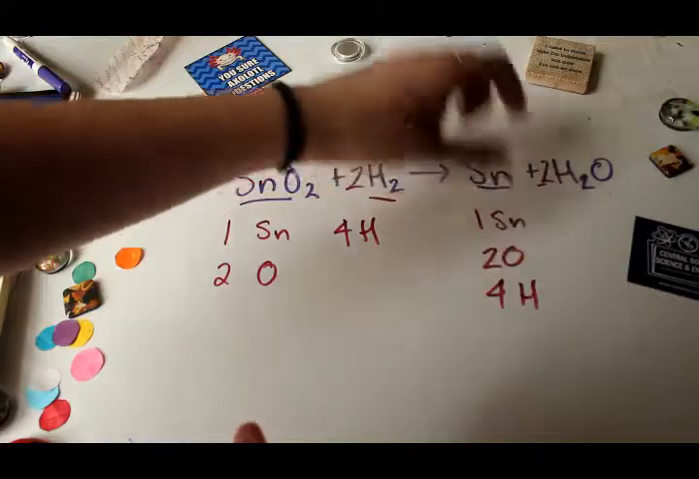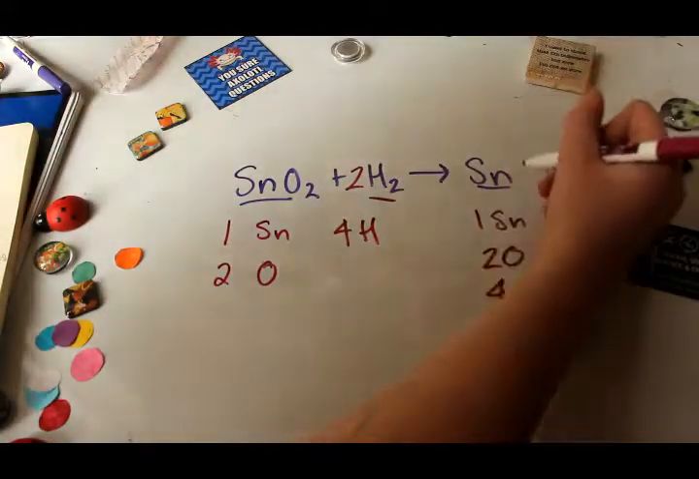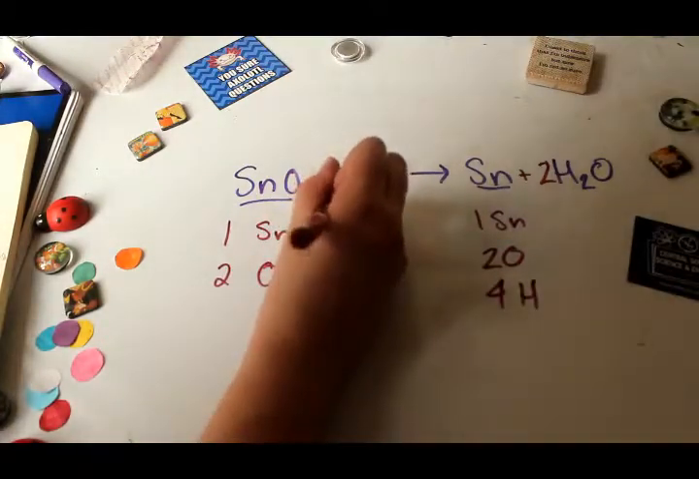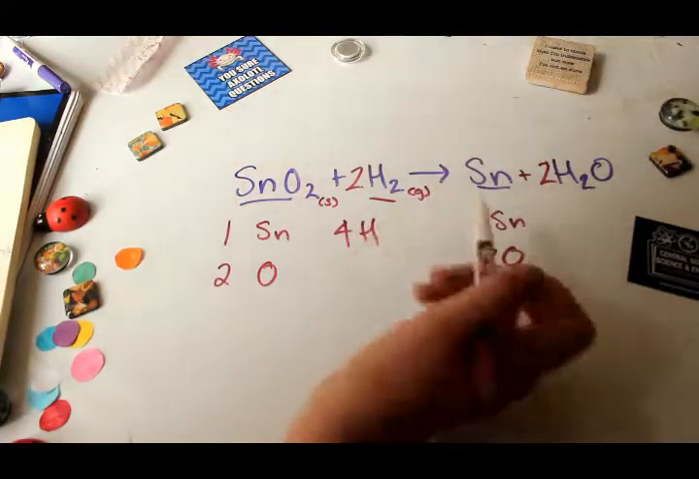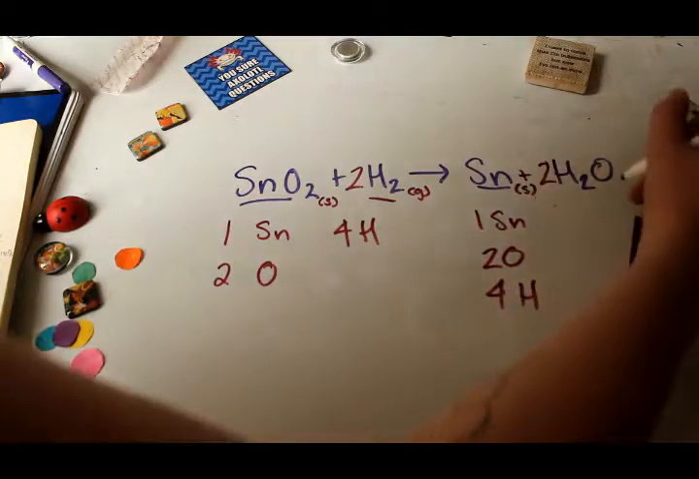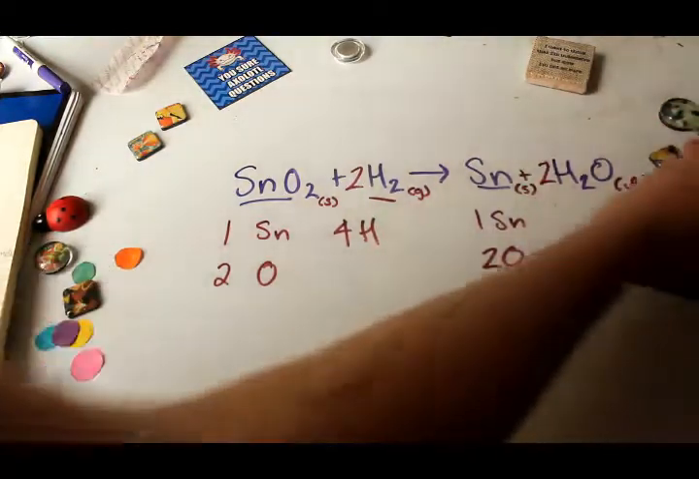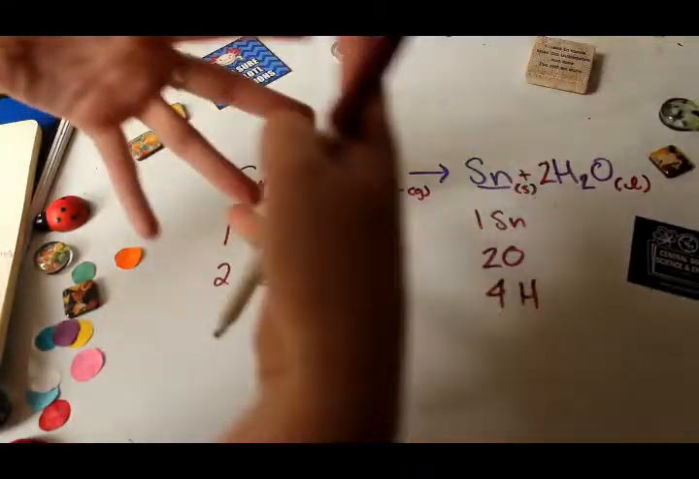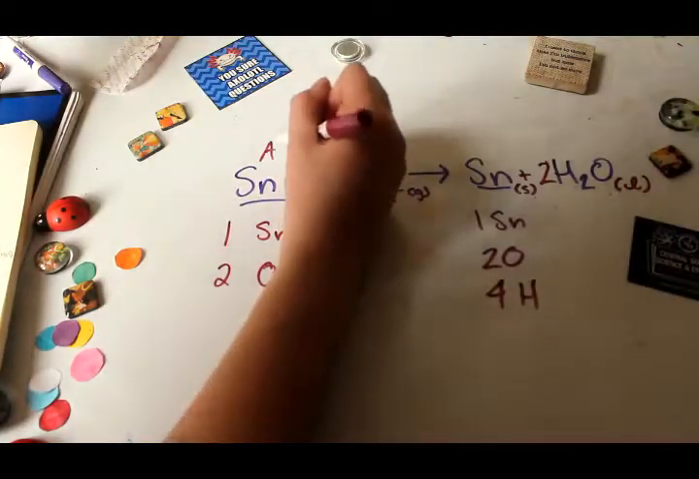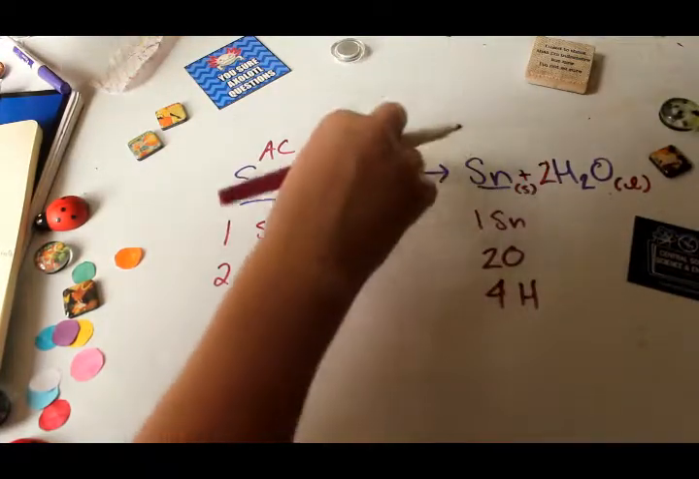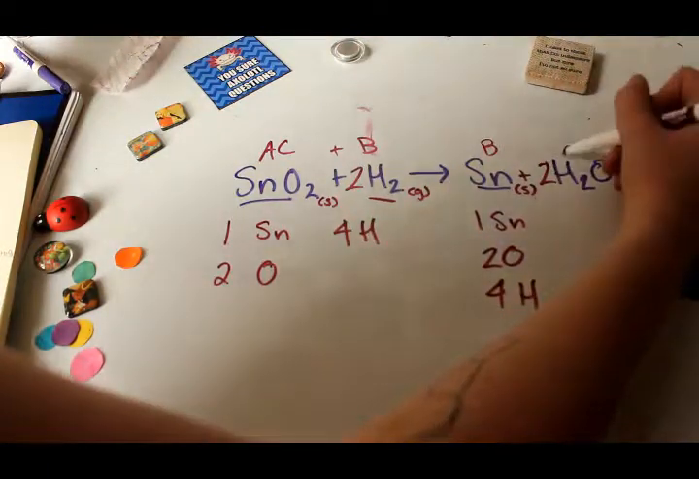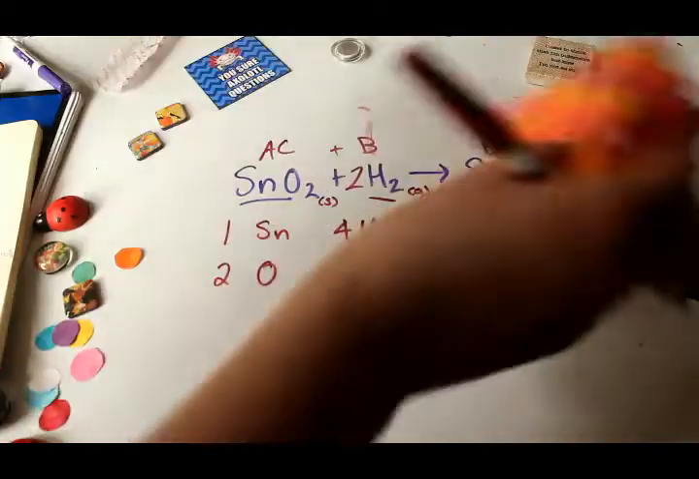Now if you want to go a step further, I'm going to neaten this up a little. If you want to go a step further, you can do some phase changes. We know that tin oxide is a solid, and H2 by itself is a gas. And when this reaction goes, it's going to leave tin as a solid, but it's going to leave H2O as a liquid. The H2 and the O are going to have a kind of synthesis reaction to make H2O. Or in this case, it'd be a single replacement reaction. AC plus B equals B plus AC. You see how that works.